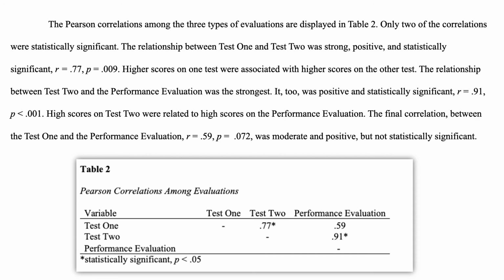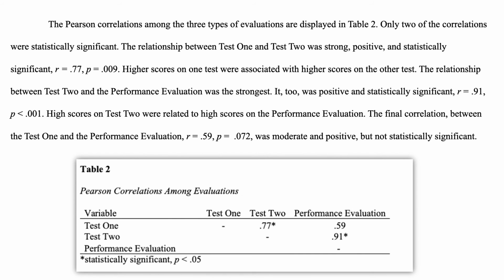Now I've got to write this up for my report for the widgets manufacturing company. The Pearson correlations among the 3 types of evaluation are displayed in Table 2. Only 2 of the correlations were statistically significant. The relationship between test 1 and test 2 was strong, positive, and statistically significant. R equals 0.77, P equals 0.009. Higher scores on one test were associated with higher scores on the other tests.